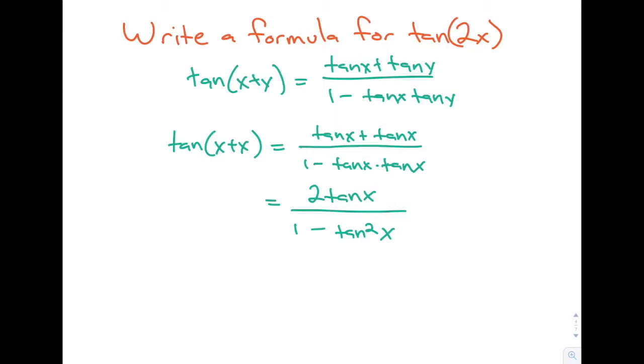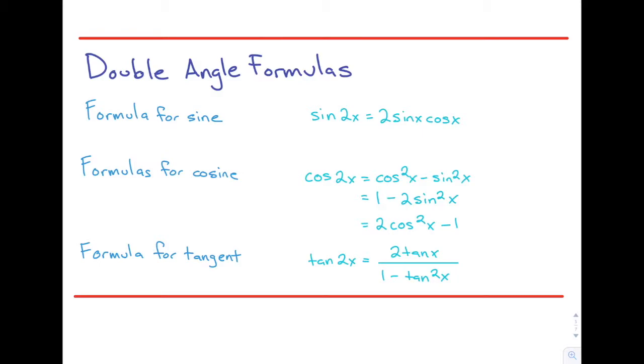This is all summarized right here. The double angle formulas: the formula for sine is sine of 2x equals 2 sine x cosine x. We have a few versions of the formula for cosine. For cosine 2x, always start with cosine squared x minus sine squared x, and then it's easy to get to the other two from the first one. And then the formula for tangent: tangent of 2x equals 2 tangent x over 1 minus tangent squared x.